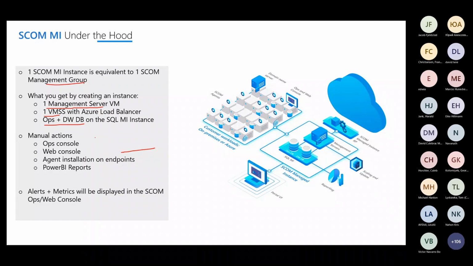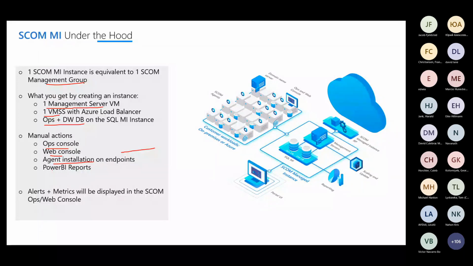Okay. Some of the manual actions that you would need to perform is to install, or if already installed, connect your ops console with SCOM MI. Same for the web console. Agent installation is an additional activity on machines which do not have agents installed. But if there are SCOM 2022 or 2019 agents already installed, you can multi-home those agents to talk to SCOM MI, right? So you don't necessarily need to install the agent, but you can multi-home them, a midway path to migration to SCOM MI.